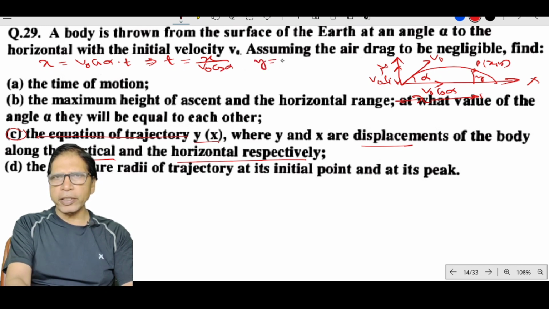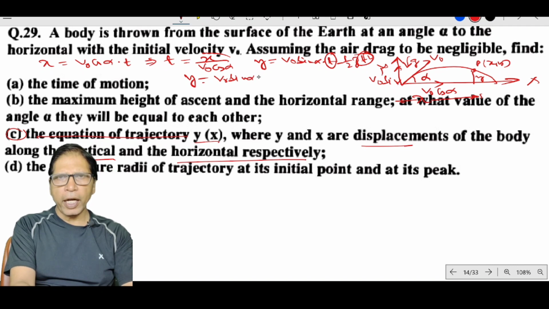Now, what is y? y equals V naught sin alpha into t. Acceleration due to gravity is directly in the downward direction, so minus half g t square. Now put the value of t in this equation. So you can get y equals V naught sin alpha, and t equals x by V naught cos alpha, minus half g t square.